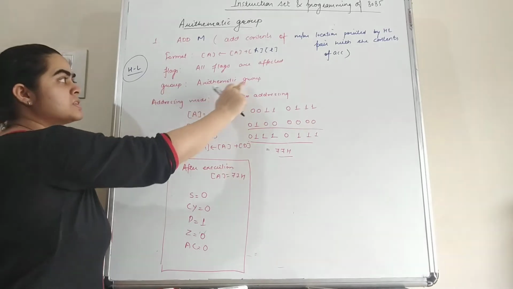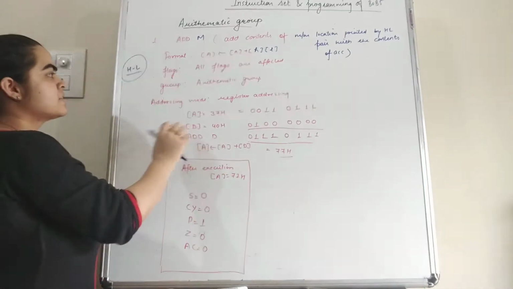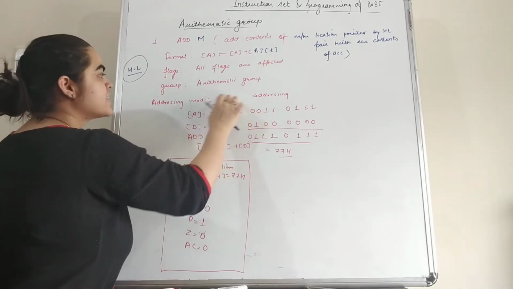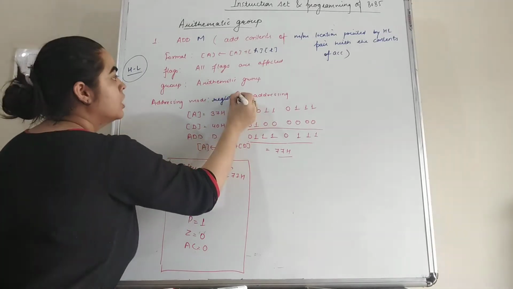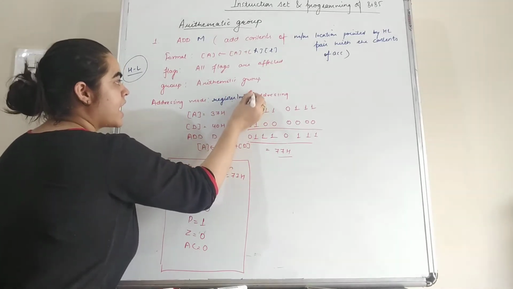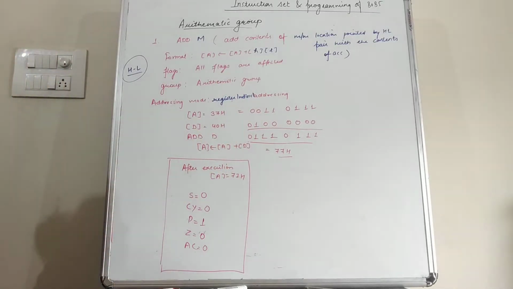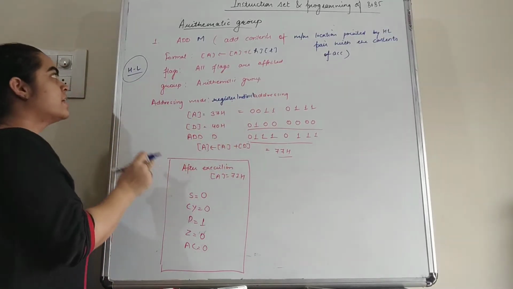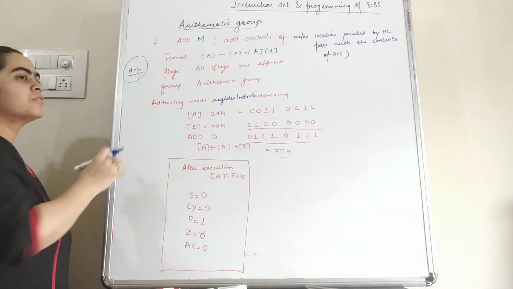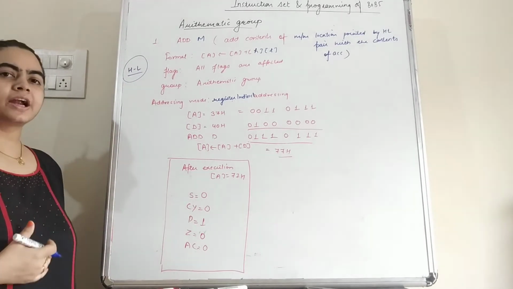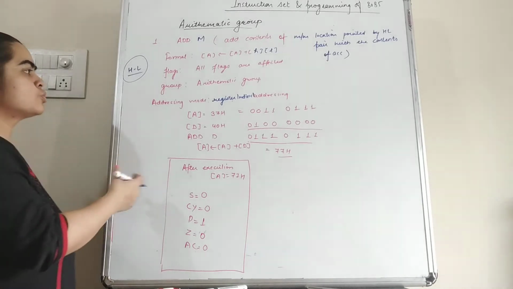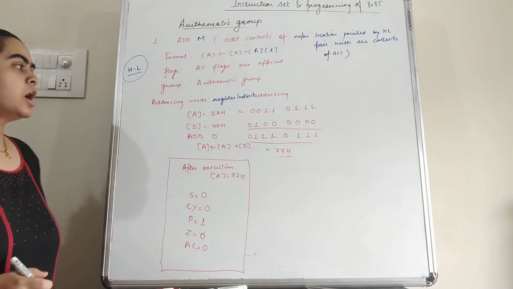Next group is the arithmetic group. Addressing mode. Now students, in this case the addressing mode is register indirect, because we cannot directly assign the value of any register. Here indirectly from the HL pair we can get the address, and from that particular address we can get the value that we are going to add with the contents of the accumulator.